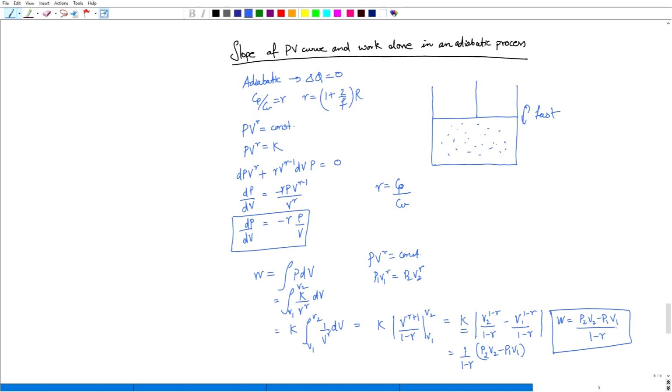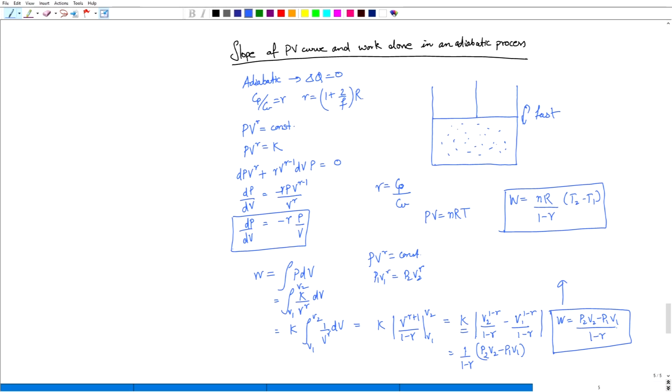We can also write work in terms of temperature, because temperature is changing. So W is, we know PV equals nRT. So nR by 1 minus gamma times (T2 minus T1) is my work done in an adiabatic process. So this is done for adiabatic process.